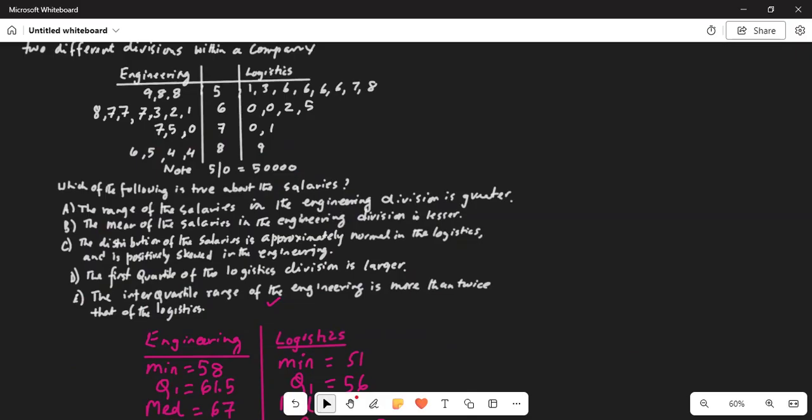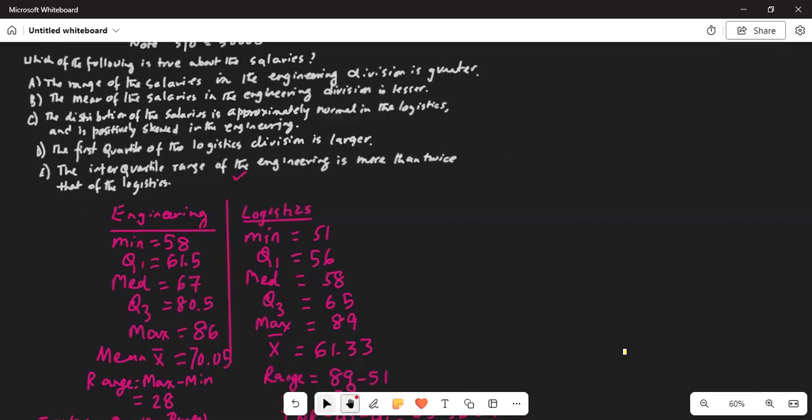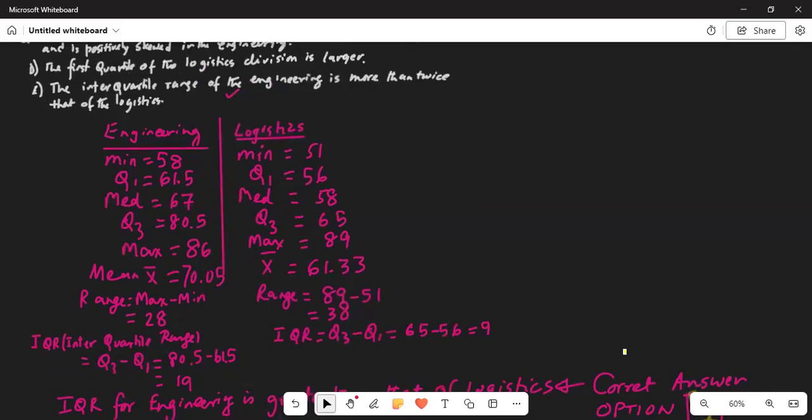And I calculated the 5 number summary basically. So 5 number summary is minimum, Q1, median, Q3, and maximum. On top of that, I calculated the mean for each. I also calculated the range, which is the maximum minus minimum. I calculated the interquartile range, which is Q3 minus Q1, the range of the middle 50% of the numbers, and that turned out to be higher for engineering than for logistics. Hence, option E is the correct answer. Again, you have to enter the data in L1 and L2 of the calculator and calculate the 5 number summary from which we can draw a conclusion.